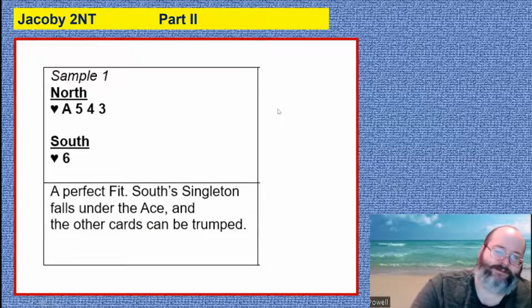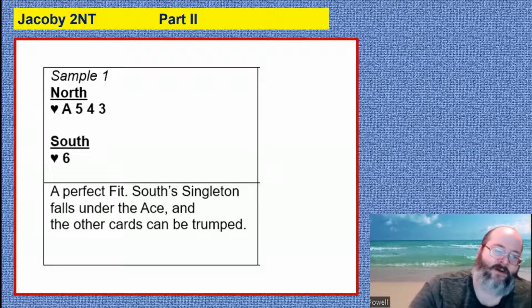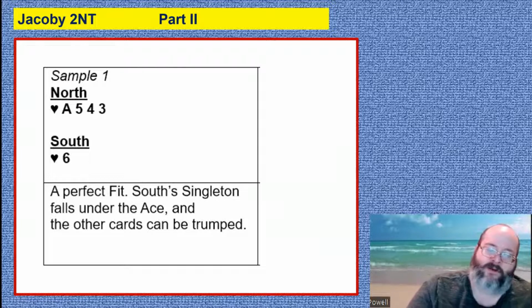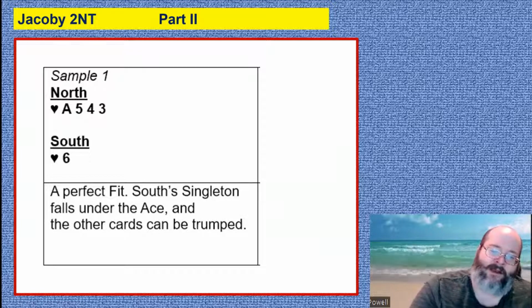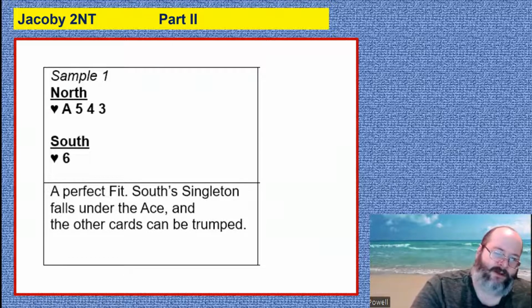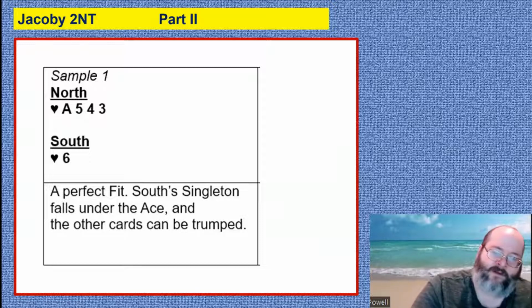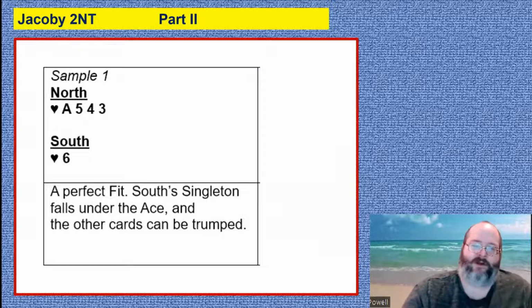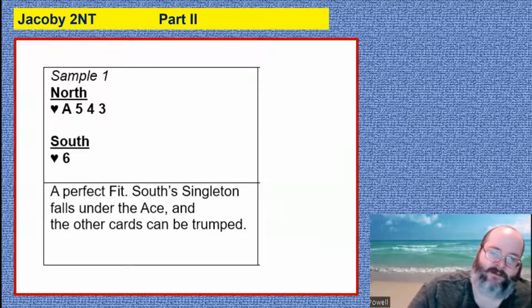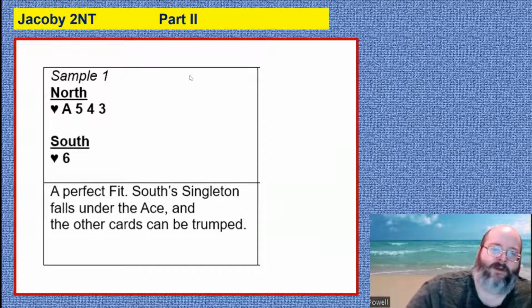So example number 1 here. South has a singleton heart. North has the ace of hearts that takes care of the heart loser, and 3 more hearts, none of which include any honors and can all be trumped, right? So that's working together perfectly, right? Partner's singleton matches with your ace, right? And the 5, 4, and the 3, once you know he's got a singleton or void, those can be trumped, right? So that is all working great for you, okay?